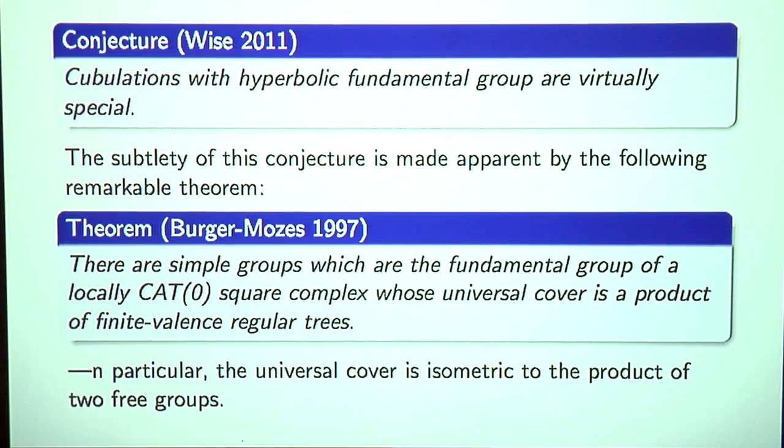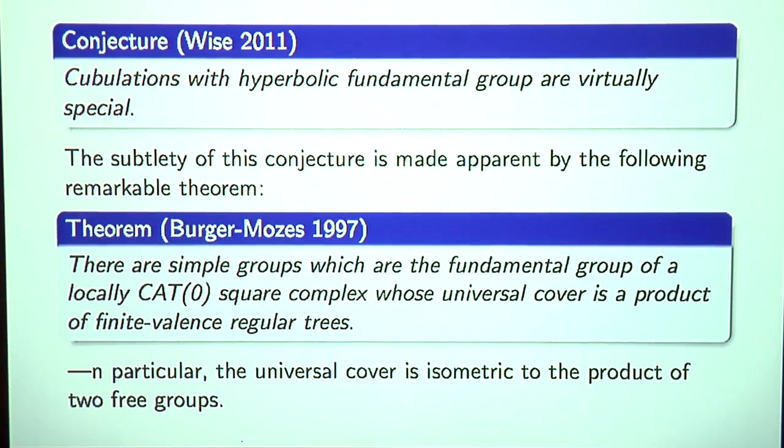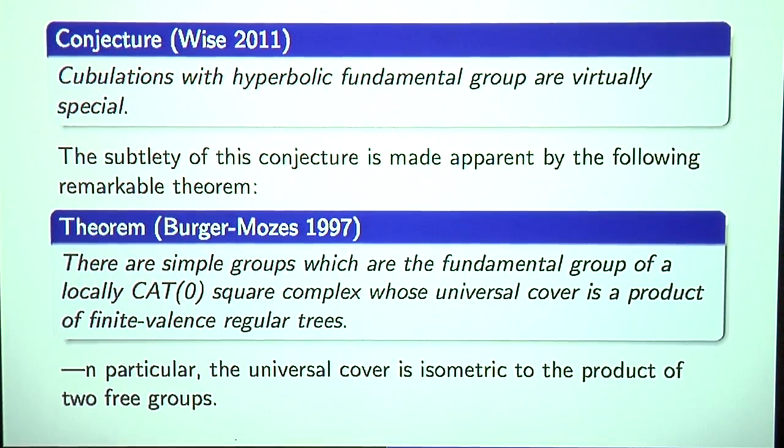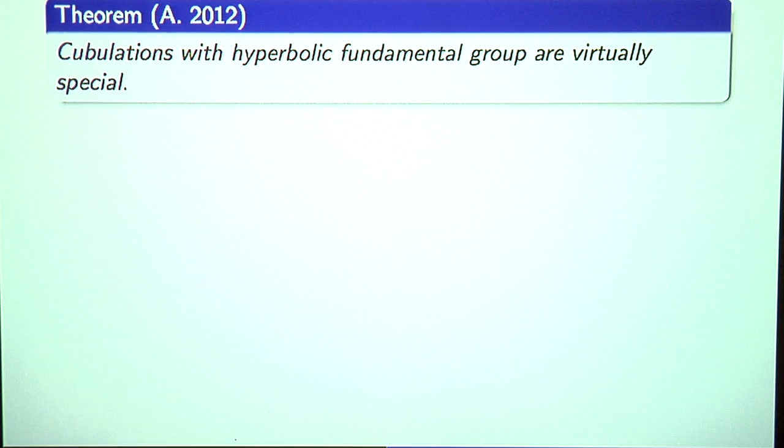Sorry about that. In particular, the universal cover is isometric to a product of two free groups. The universal cover is a Cayley graph of free groups. And so it looks like a product of two free groups, which is residually finite and all that.